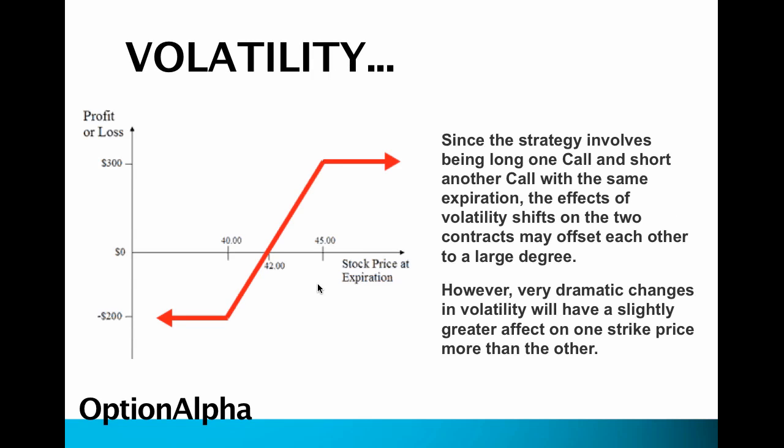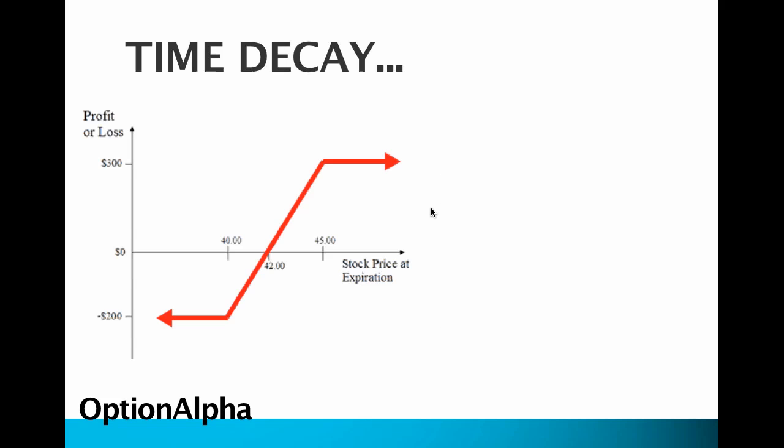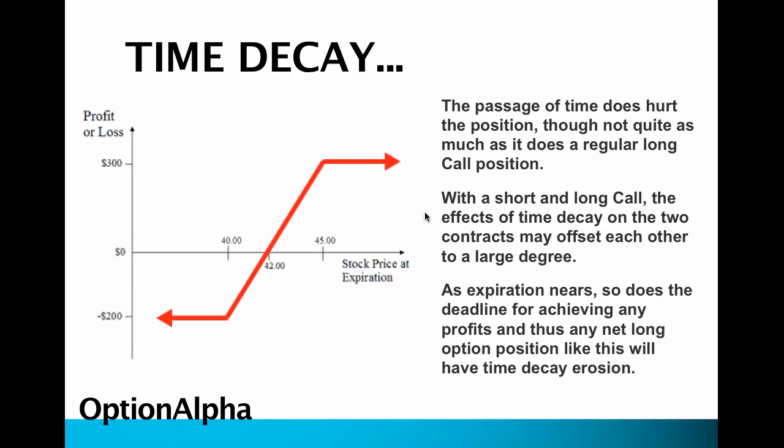Volatility risk for these positions is actually fairly low. There's a little bit of volatility risk just because you do have different option strikes, so you're going to have different types of reactions to volatility. But since you're long a call and short a call, the effects are really going to offset each other to a really large degree. Time decay is going to be virtually the same thing for this type of position as well. Since you're long a call and short a call, the effects of time decay on your long call are going to be completely offset by the positive effects of time decay on your short call.